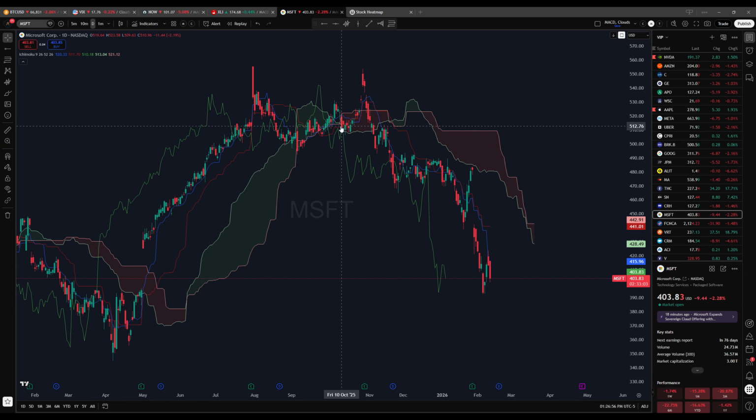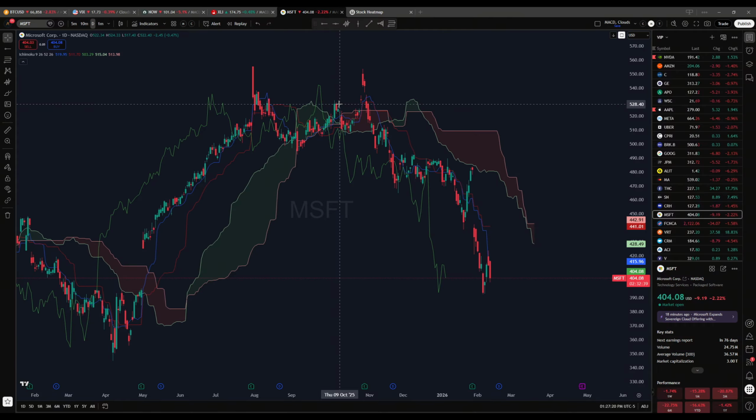And you can see it cross under its price back here in October when Microsoft was around 500, 515. And if you look at it now, Microsoft is now all the way down at 400. But the Ichimoku Cloud system warned you back around 500 that the future wasn't looking too bright. But again, when the lagging span drops below price, it's just a warning.